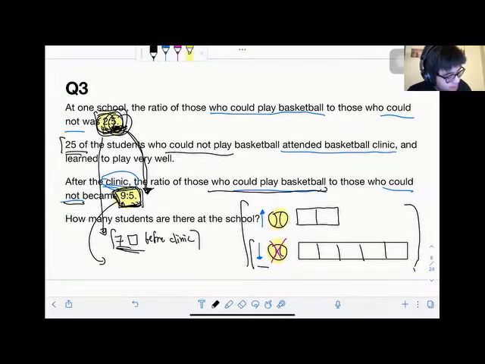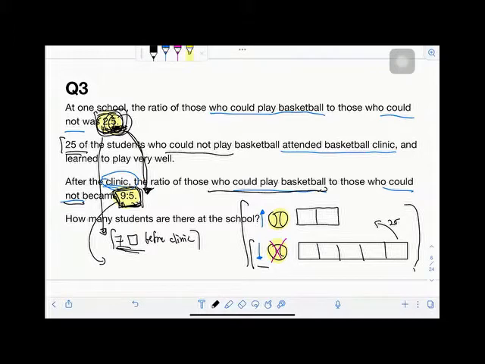So let's continue. The box earlier, originally, there were two boxes. Then below, there are 5 boxes. And then 25 of the students who could not play basketball attended the basketball clinic. So the 25 below, 25 moved up to the top.